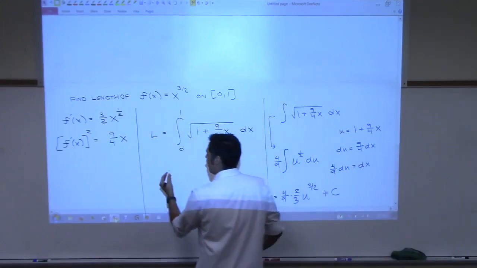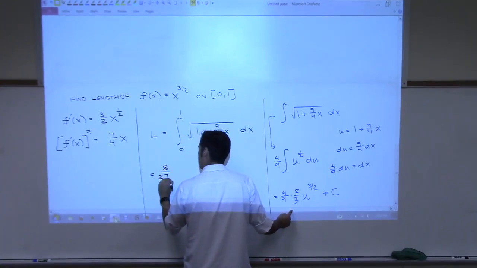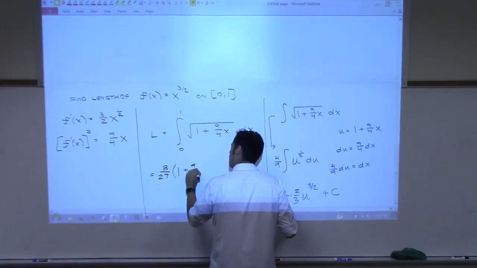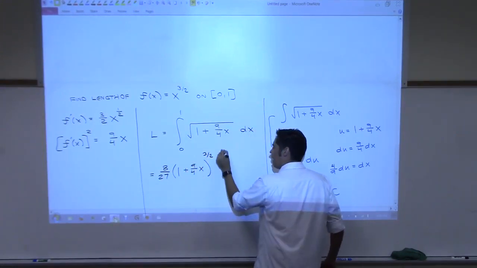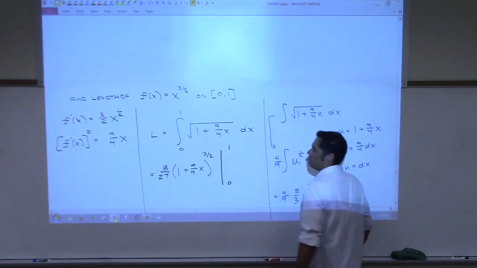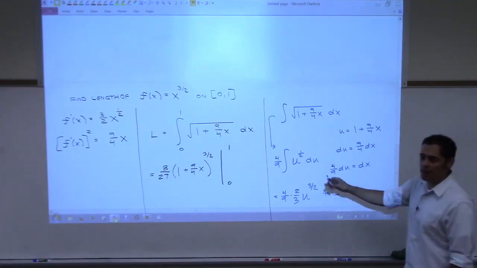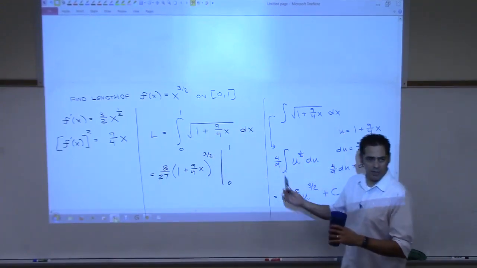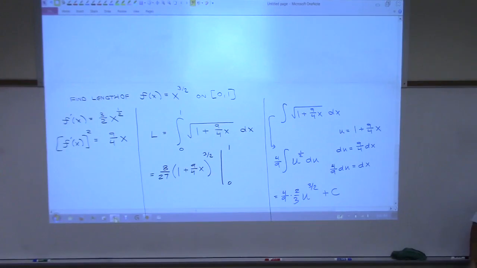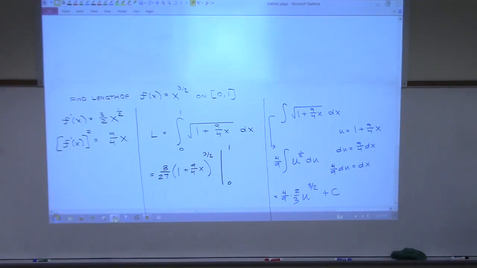So I'm coming back over here now. I'm ready to finish this off. This will be 8/27 and then 1 plus 9/4 x to the 3 halves, evaluated from 0 to 1. So that's the way we do definite integrals, right? You find the antiderivative, then you plug in the bar over here, and then you plug in 1, then 0, subtract, and be done. Yuck. Let's plug it in. Who cares, right?